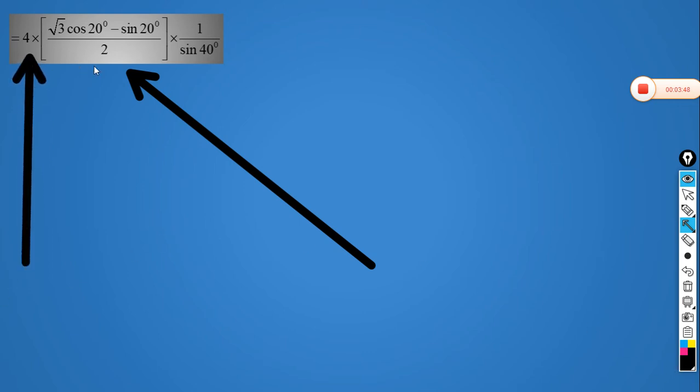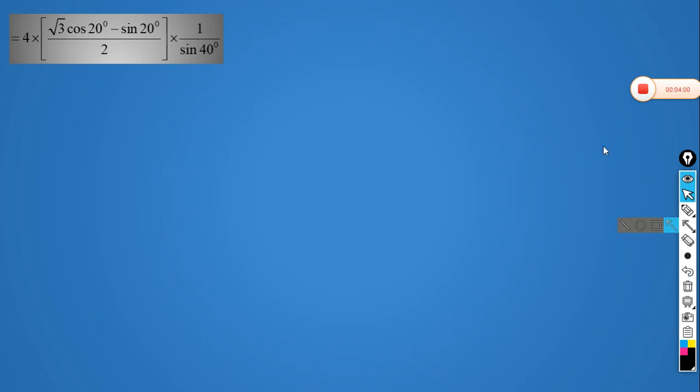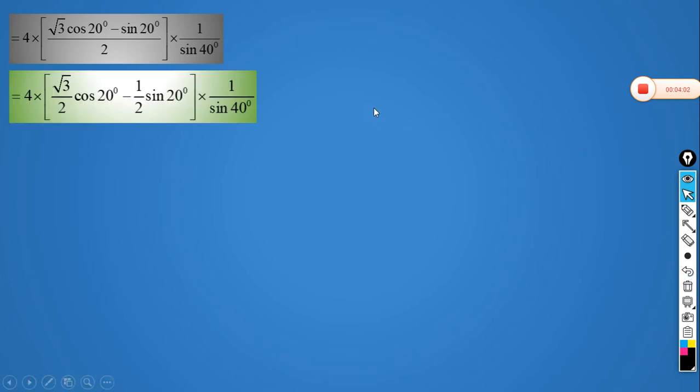I need to get this 4. So if I could cancel by simplifying whatever is inside this big bracket by sine 40, so if I would be able to cancel this sine 40, then I will eventually get my result, which I was trying to get from the outset. So this 4 is left as it is.